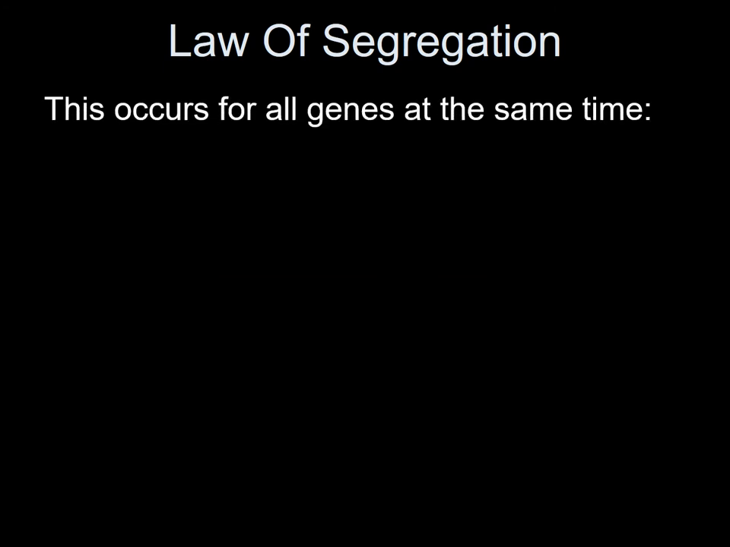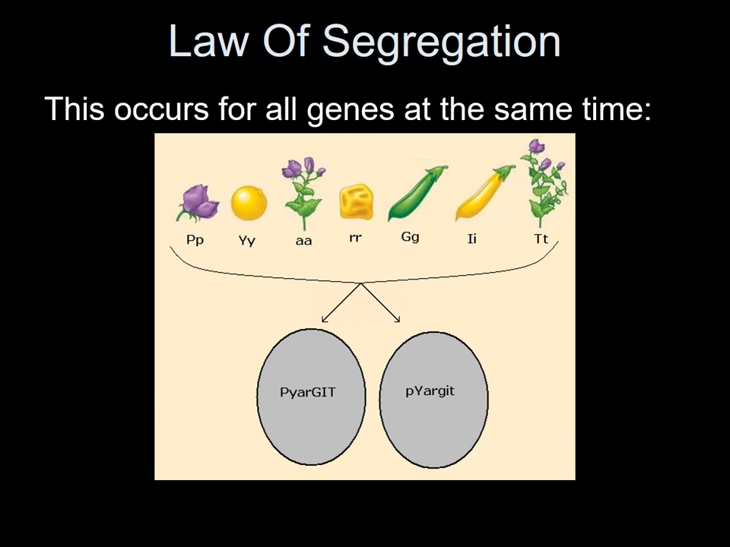Now, this occurs for all genes at the same time, right? So the alleles for flower color, seed color, the position of the flower, the texture of the seed, the color of the pod, the texture of the pod, the height of the plant, and then thousands and thousands of other traits. For each one, the alleles separate. So each gamete, each sperm or egg, only has one copy of each allele.